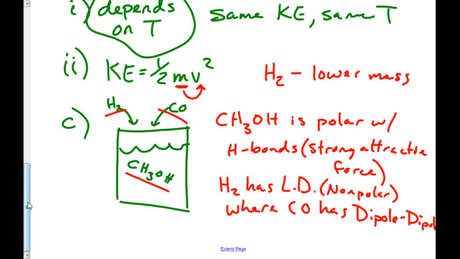The only attractive force between molecules of H2 and CH3OH would be due to weak London dispersion forces. In contrast, the London forces are stronger between CO molecules and CH3OH molecules because CO has more electrons. In addition, CO is slightly polar. Thus, dipole-dipole attractions can form between CO molecules, with stronger intermolecular attractions between molecules of CO and CH3OH. CO would be expected to be more soluble. 1 point.